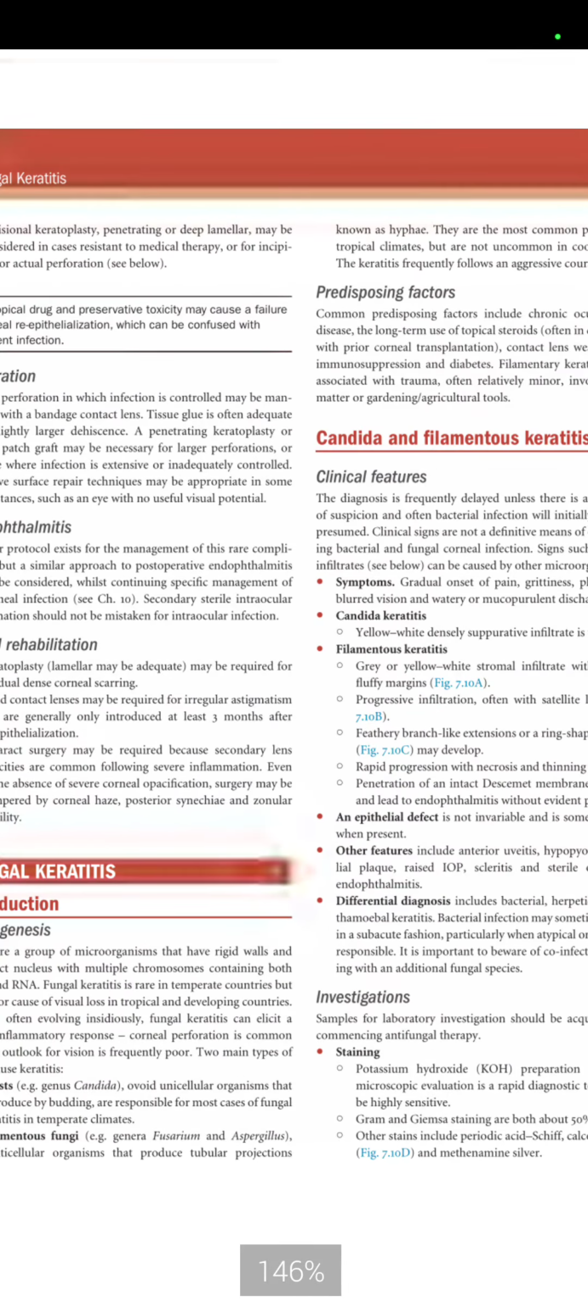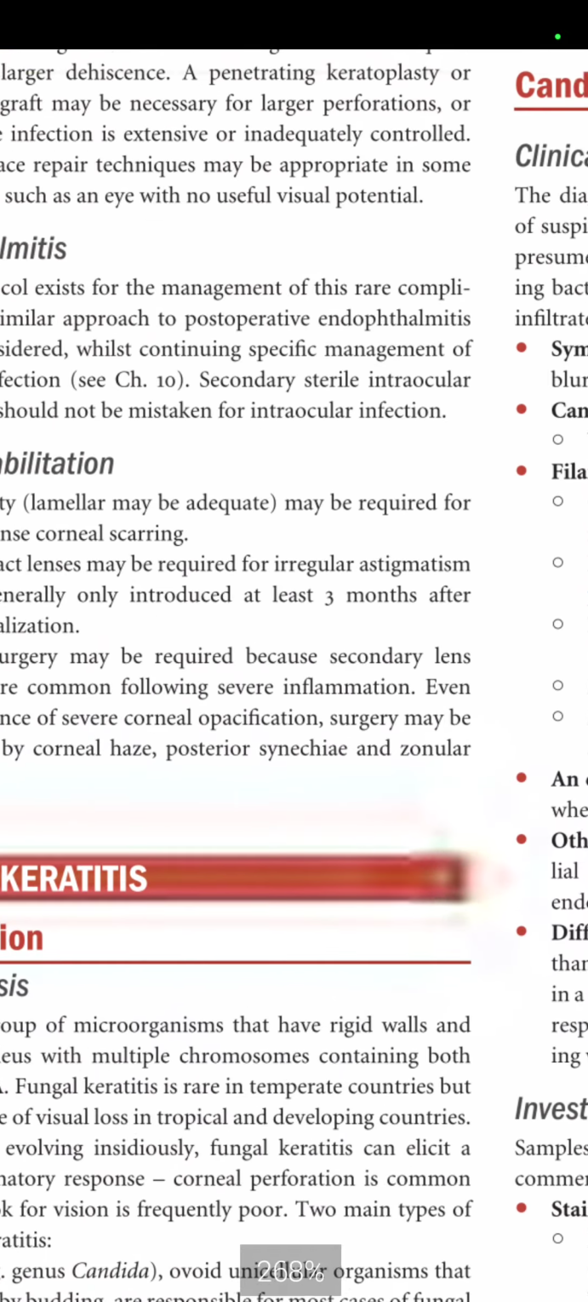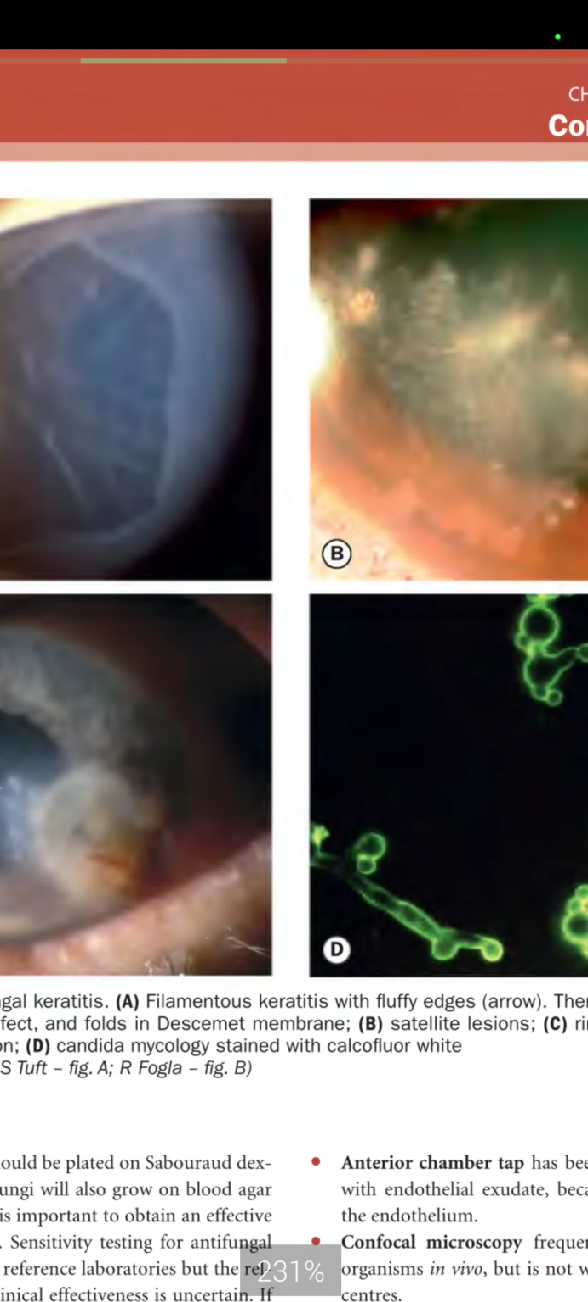Today we are going to start the cornea part 6, and today we are going to start about fungal keratitis. Introduction.